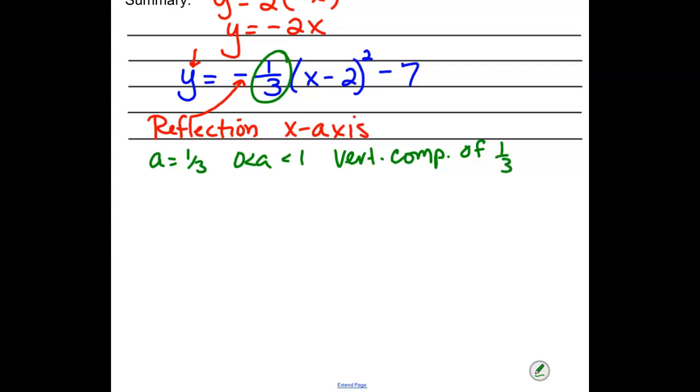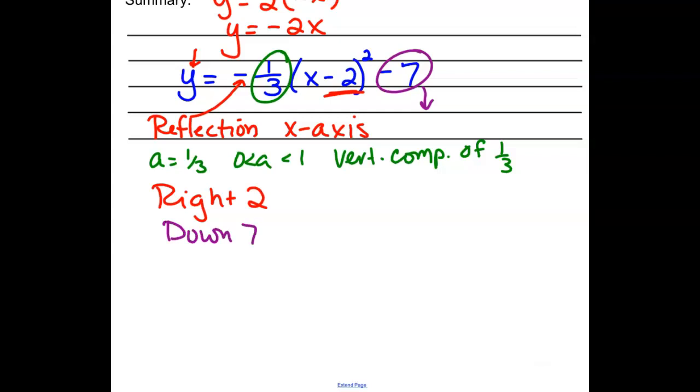Okay, then we have the minus 2 inside. And remember, inside the function, inside with x, is going to shift things left and right. It's opposite of what we think, so we see a minus 2, we're actually moving to the right 2. And then any shifts on the outside move up and down. Because it's negative, we're moving down 7. All right, go ahead and practice putting all of these different transformations together.